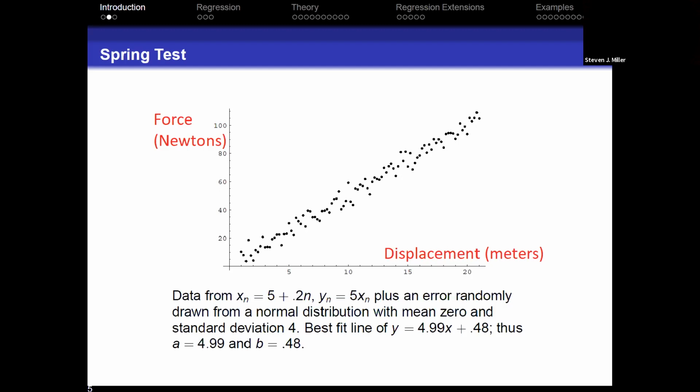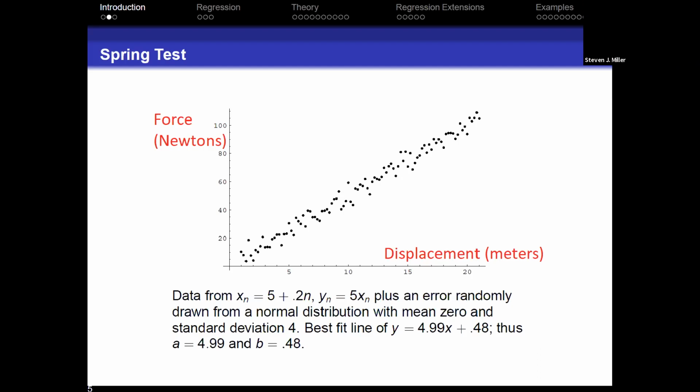And then I chose an error to be randomly drawn from a normal distribution with mean 0 and standard deviation 4. And so if we do the standard linear regression, we're going to get a best fit line of 4.99x plus 0.48. So if we're trying to find y equals ax plus b, we get a equals 4.99 and b equals 0.48. Considering that we chose y to be 5x, we see we're doing a great job with a, but not such a good job with b.